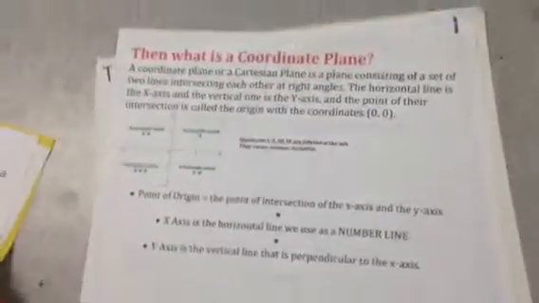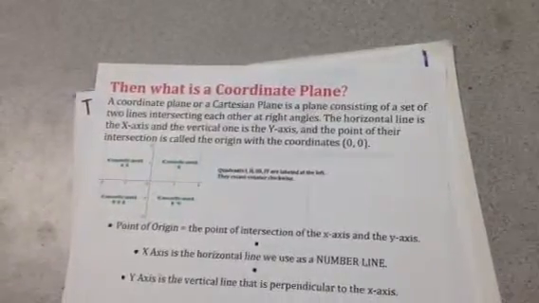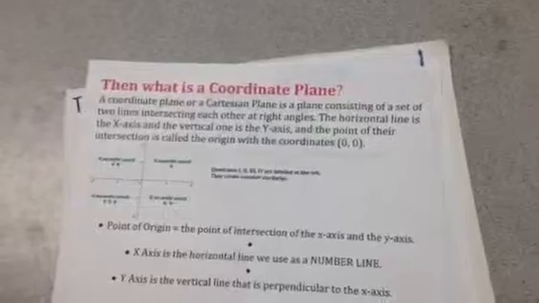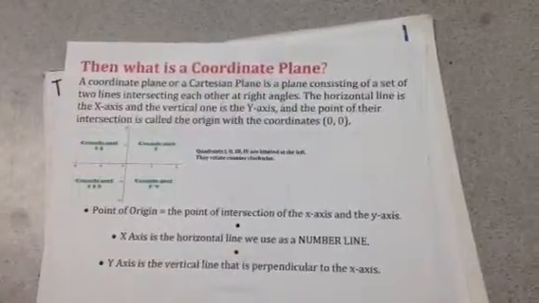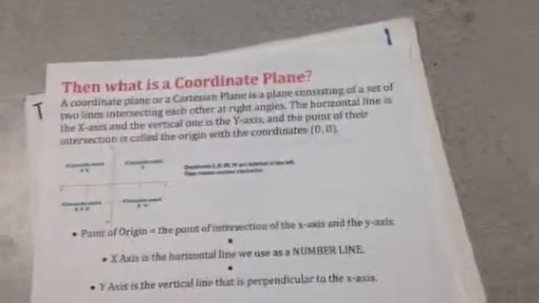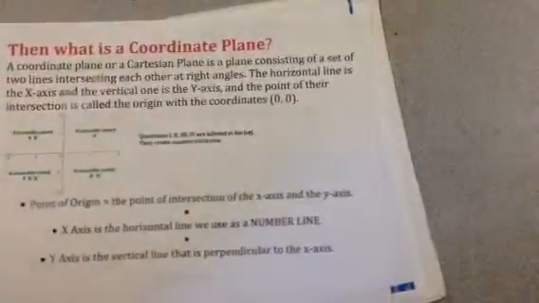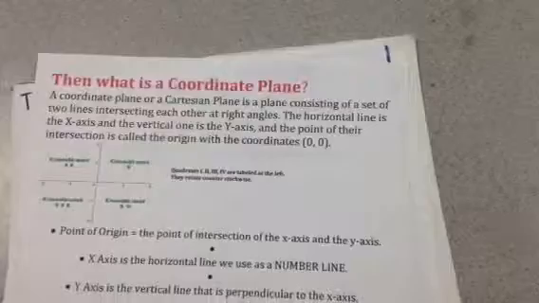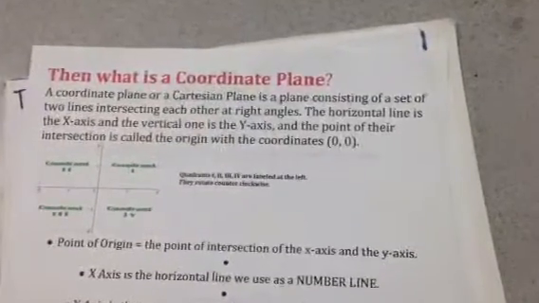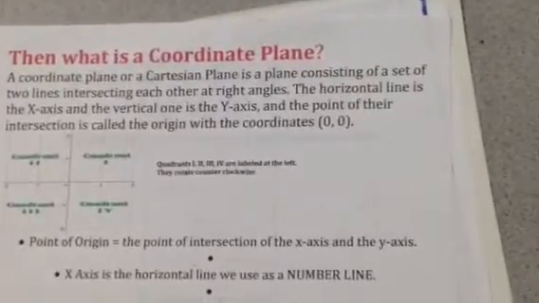Then what is a coordinate plane? A coordinate plane, or a Cartesian plane, is a plane consisting of a set of two lines intersecting each other at right angles. The horizontal line is the x-axis and the vertical one is the y-axis, and the point of their intersection is called the origin, with the coordinates 0, 0.